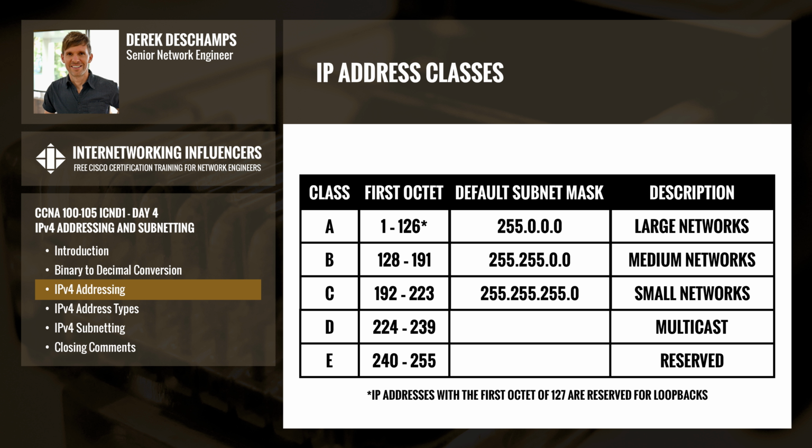A Class D IP address has a first octet of 224 to 239 and is used for multicast communication. A Class E IP address has a first octet of 240 to 255 and is reserved for future use. It is also important to note that IP addresses with a first octet of 127 are reserved for loopbacks.